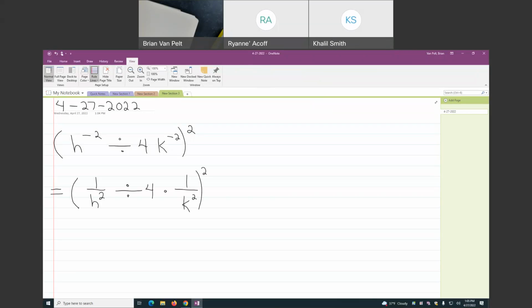I'll pause there. Do you agree with that? Yeah. All right. Now you have to do the parentheses before you do anything else, correct? Right. So inside there, I have division and then multiplication. Which would you do first? Why? If you were going from left to right, which one is first? That one. That's first.